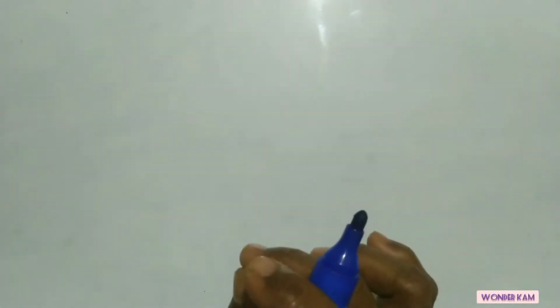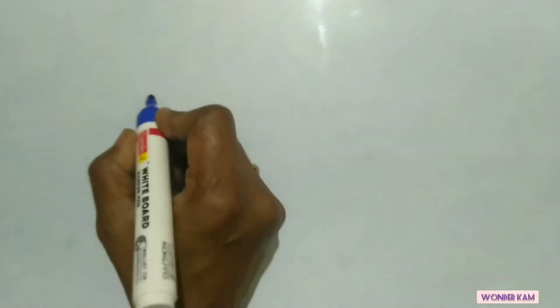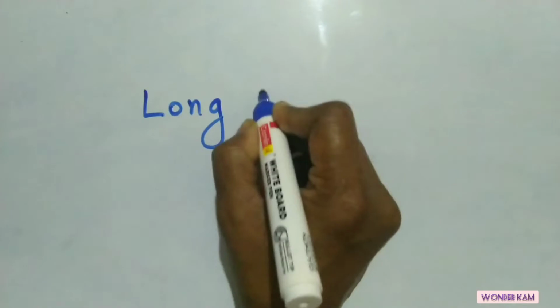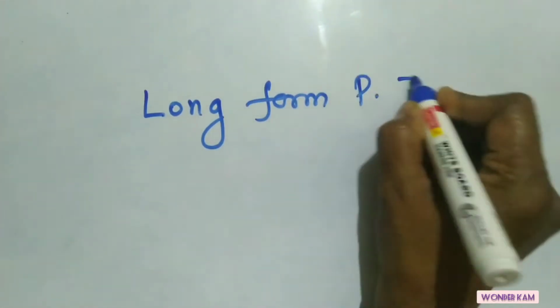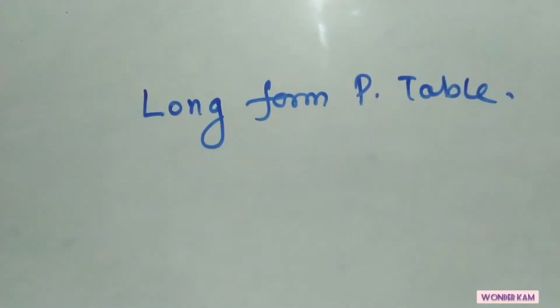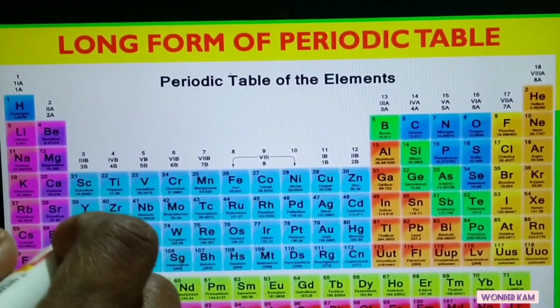Based on this modern periodic law, many forms of periodic tables have been made, which are based on either chemical reactivity, valencies, or electronic configuration. But at last, the most convenient and widely accepted form of periodic table was the long form of the periodic table. This is the long form of the periodic table.